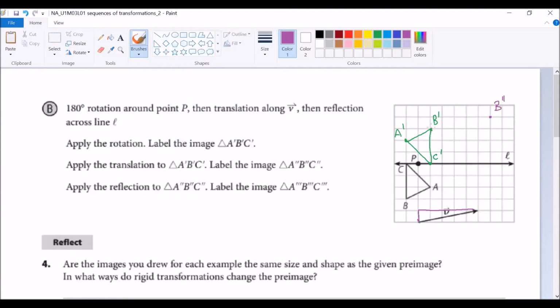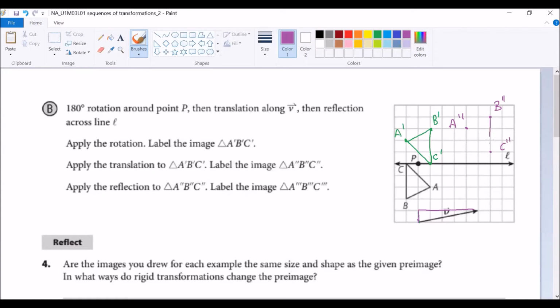From A to B, it's simple. It's just going up 1 and over 2. So that means I'm going to go back 2, down 1. It's crazy. I went backwards. I don't know if you guys can handle that one. And then from A to C is just a down 2 over 2. So down 2 over 2. And there we have C double prime.